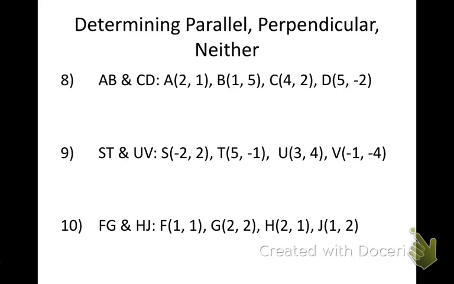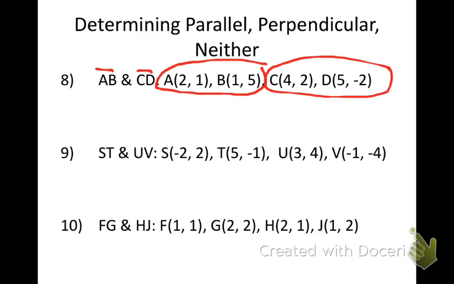Number 8 here. I want to determine whether the following lines are parallel, perpendicular, or neither. I have AB and CD. AB is here, CD is here. I want to find the slope of AB. To find it, I would do 5 minus 1 over 1 minus 2, plugging it into the slope formula, which gets me a slope of what, Max? Negative 4 over 1.